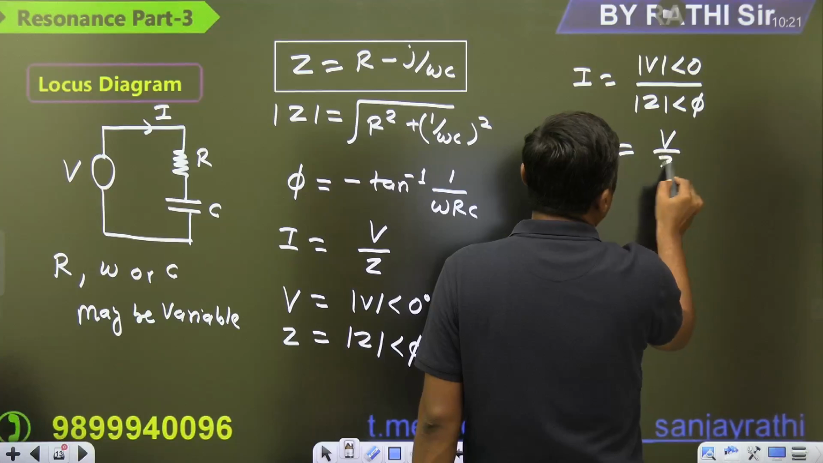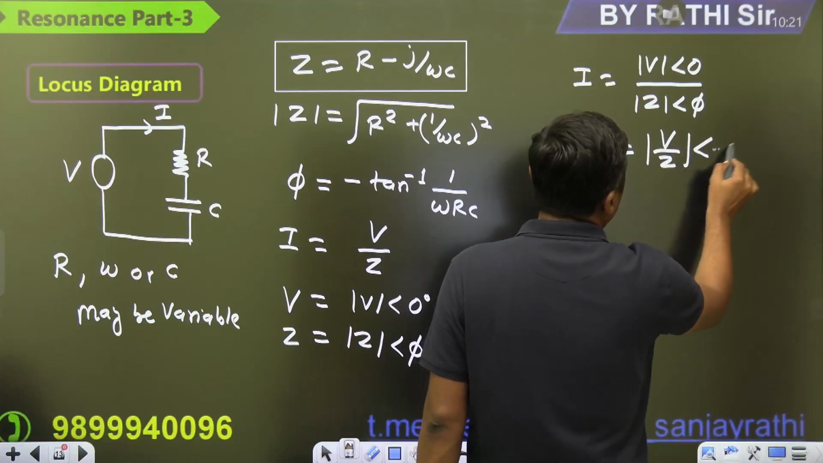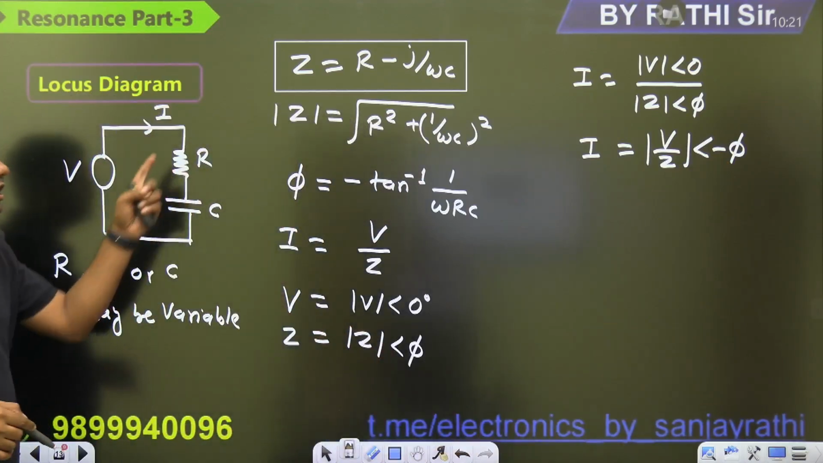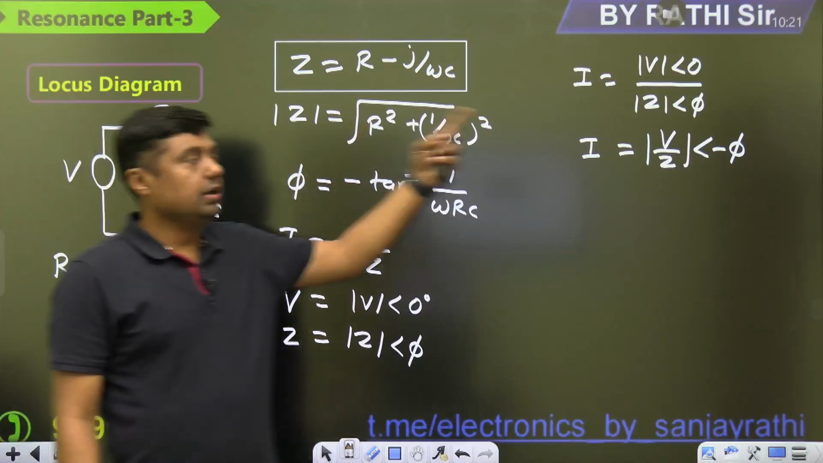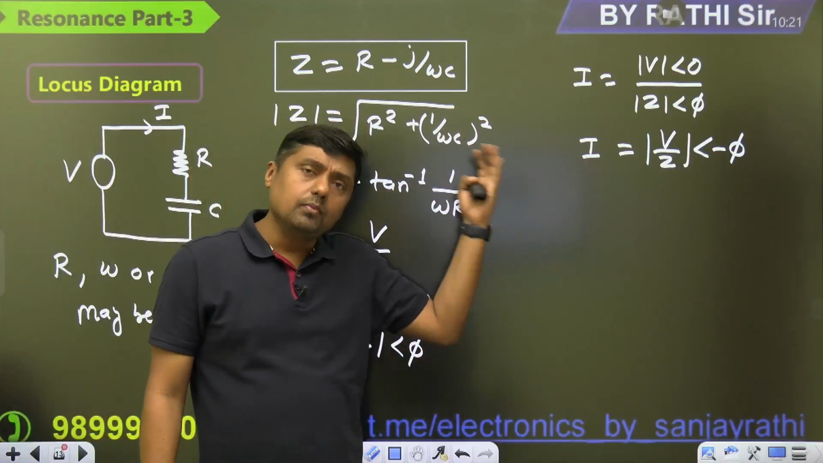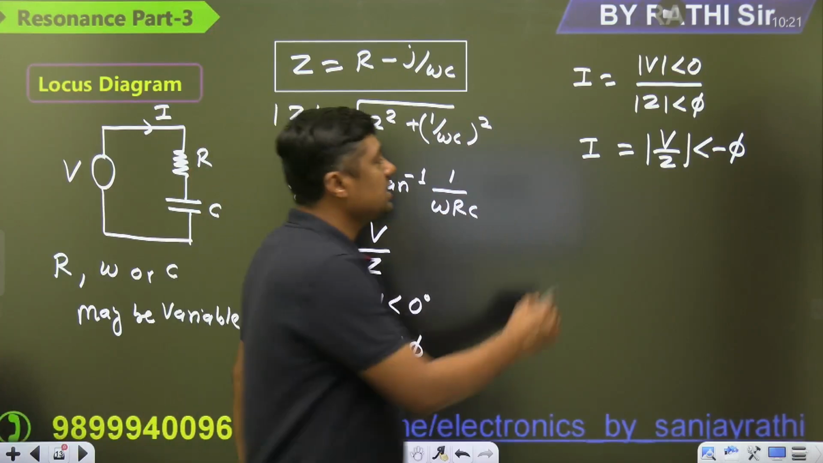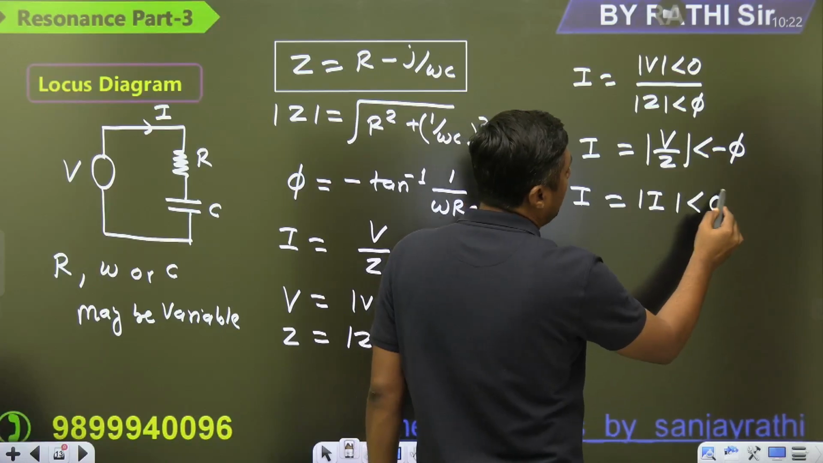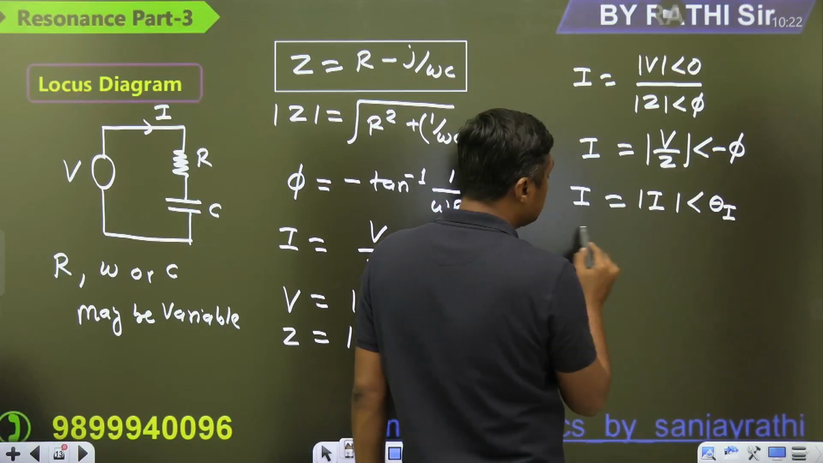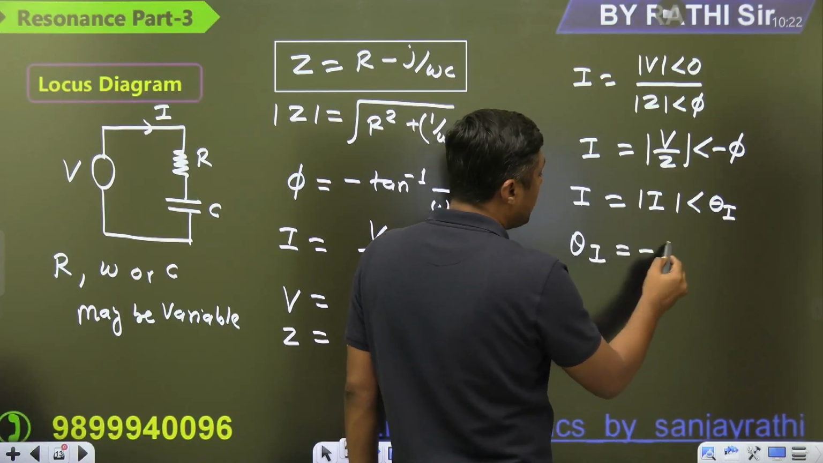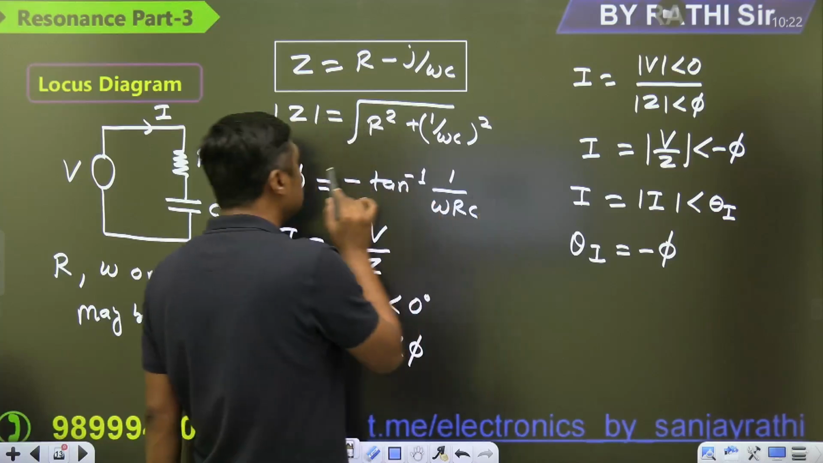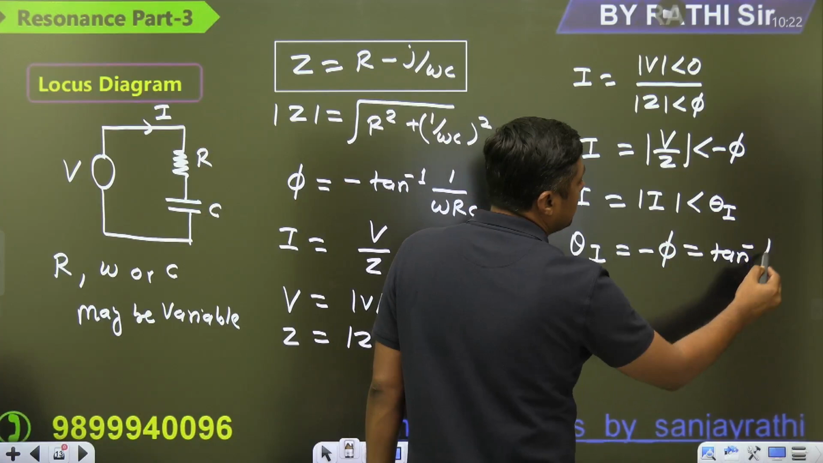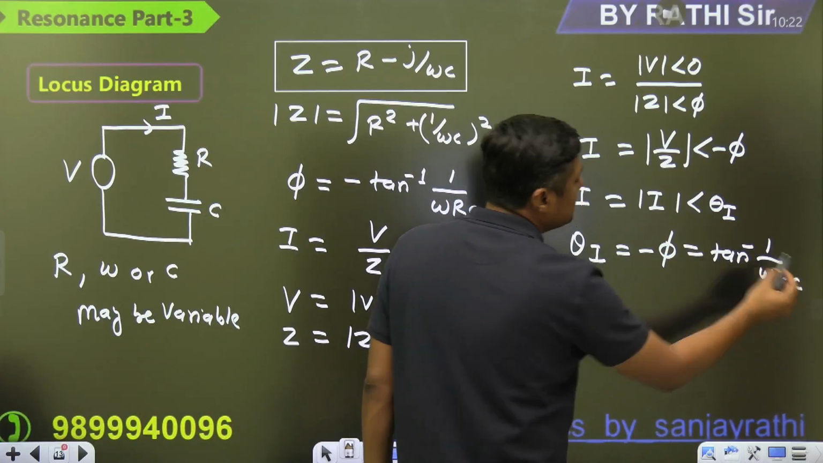V by Z magnitude, and the angle will become minus phi. Always remember, in case of impedance, if the angle is positive, it will become negative here. If it is negative, then it will become positive here. So we can represent it like this: magnitude of I, angle of I. What is the theta I? Minus of phi. Phi is the angle of what? Impedance. It will become positive here. So that is the basic thing.